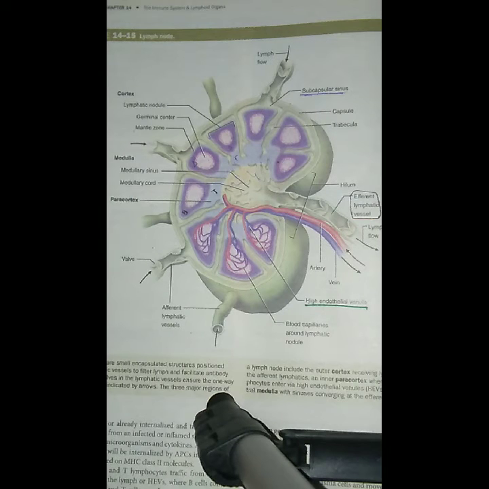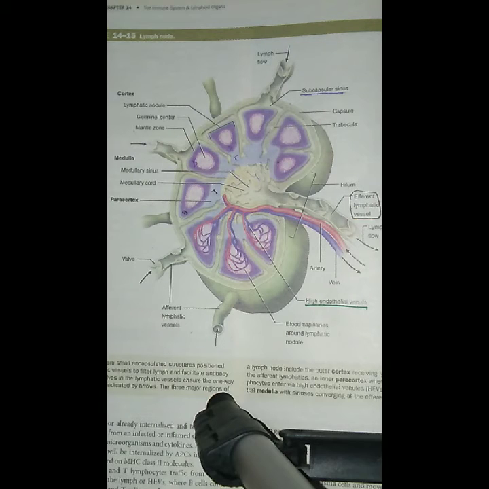As the lymph from the body is finally drained into the blood, the helper T lymphocytes travel in the blood and ultimately reach the area of antigenic activity to neutralize the antigen. So this is the role of the lymph node in the immune response.